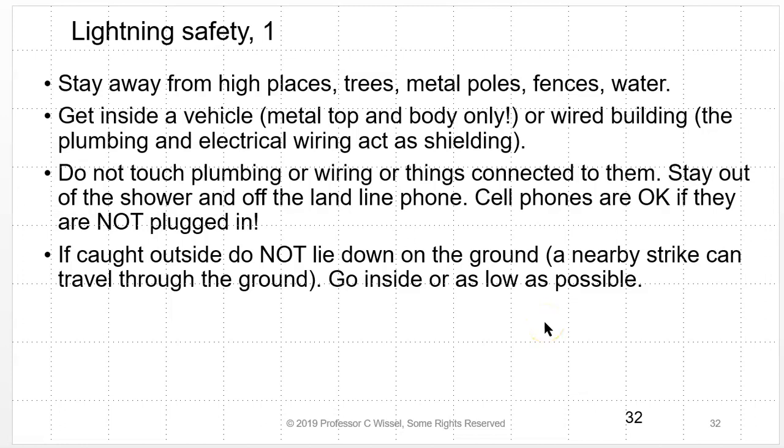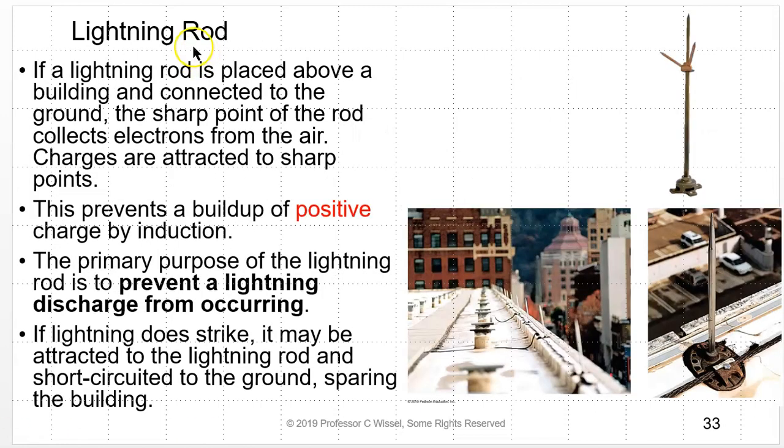If caught outside, do not lie down on the ground. A nearby strike can travel through the ground. You want to go inside and get as low as possible. We often put lightning rods on top of buildings. If I remember correctly, they were invented by Benjamin Franklin.